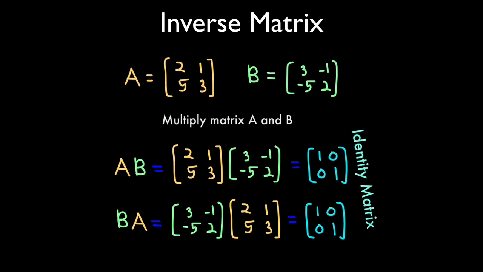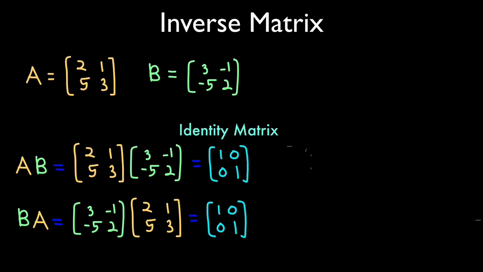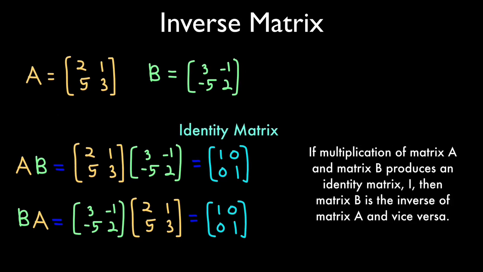In conclusion, if the multiplication of matrix A and matrix B produces an identity matrix I, then matrix B is the inverse of matrix A and vice versa. How can we determine the inverse of a matrix?